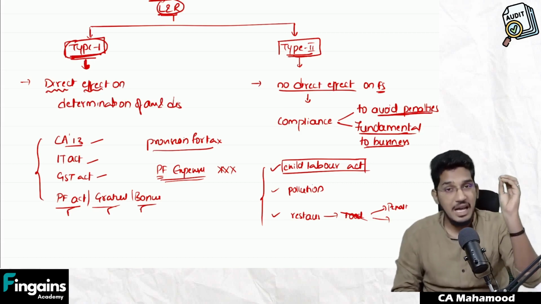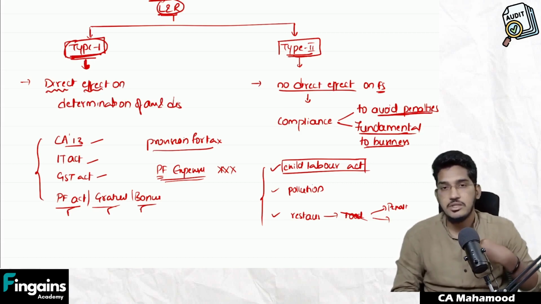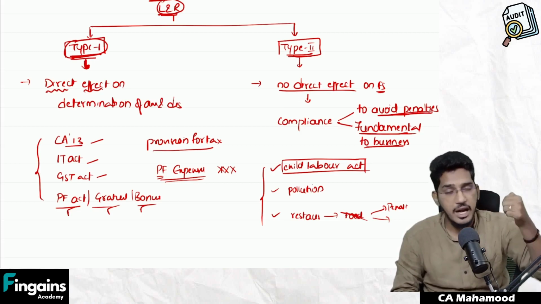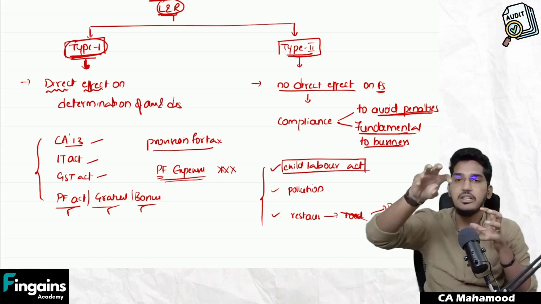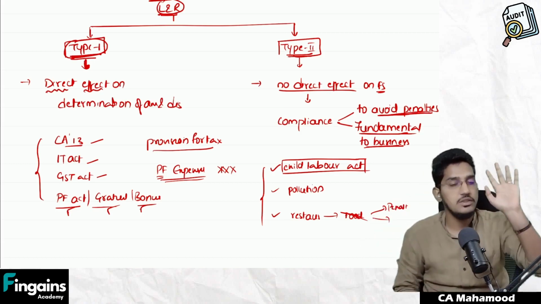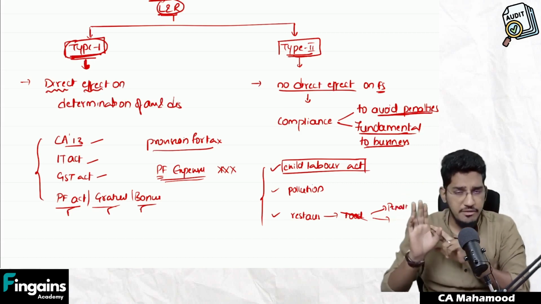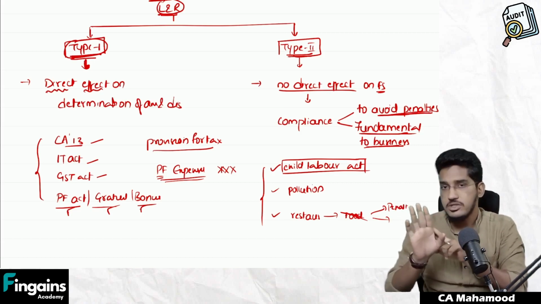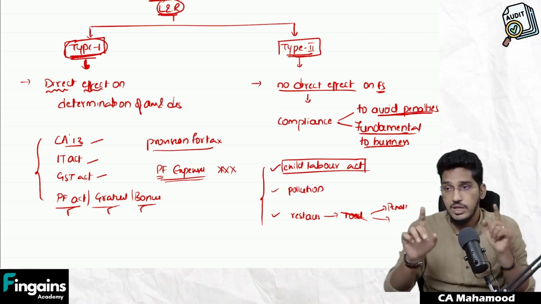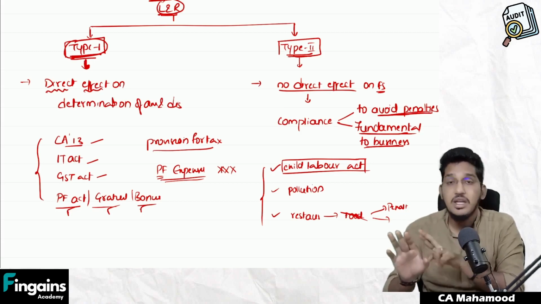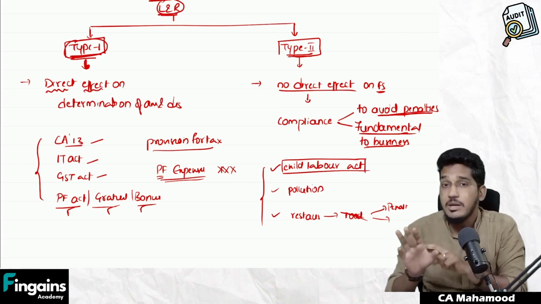Those laws and regulations which are directly affecting my amounts and disclosures in the financial statements, like the Companies Act, Income Tax Act, GST Act, PF Act, Gratuity Act, Bonus Act. These laws will have a direct effect on my financial statements. They will fall under type 1. Type 2: those laws and regulations which do not have any direct effect on determining amounts and disclosures. These are not going to directly affect my financial statements. Since they don't have any direct effect on financial statements, can I ignore complying with them? No. Even though they don't have direct effect on determining amounts and disclosures in the financial statements, still compliance with those laws is required. Why is compliance required?